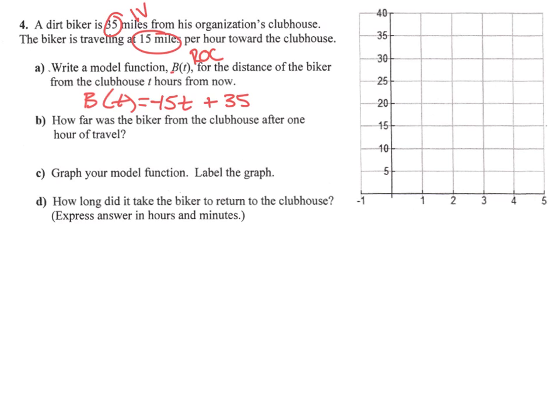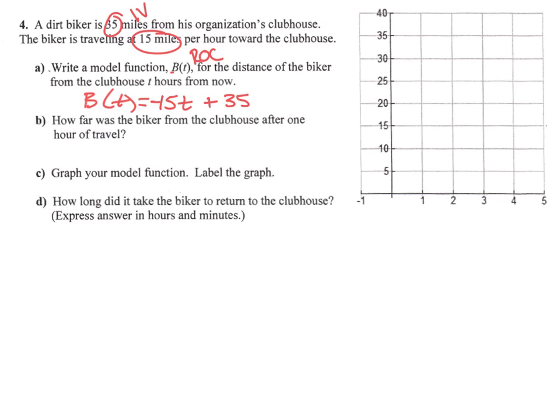So if I am 6 miles away, or 6 feet away from Jackie right now, okay, just like the biker's 35 miles away from the clubhouse. If I am moving towards Jackie at 1 foot a second, is the distance between me and Jackie growing? Is it increasing or decreasing? Decreasing. It's decreasing, okay? So that's why that 15 is negative, okay? Because he's not biking away, he's biking to the clubhouse.